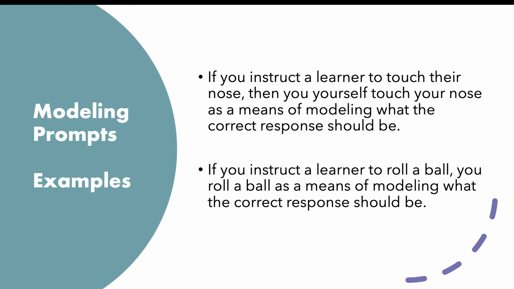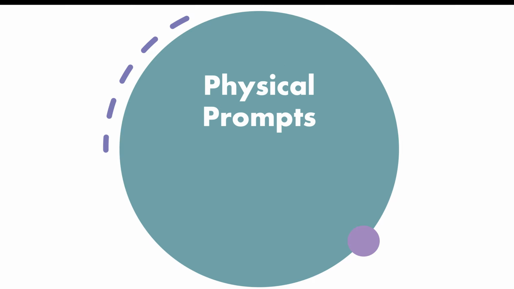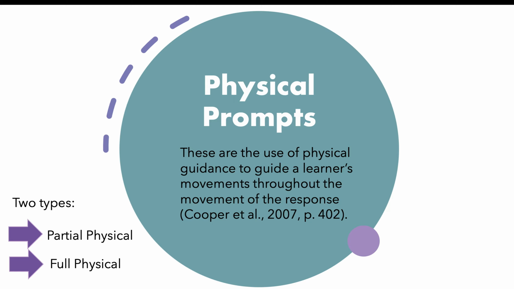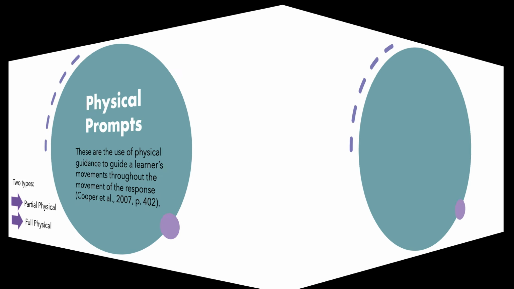Same with roll a ball. You're going to show them through modeling or through demonstration what that sequence of responses looks like so that they themselves can correctly complete it. Now we're going to talk about our fifth and our sixth level of prompts, which are physical prompts. And these are physical guidances for a learner through movement. And there's two types, partial and full physicals. We're going to get into those here in just a second.